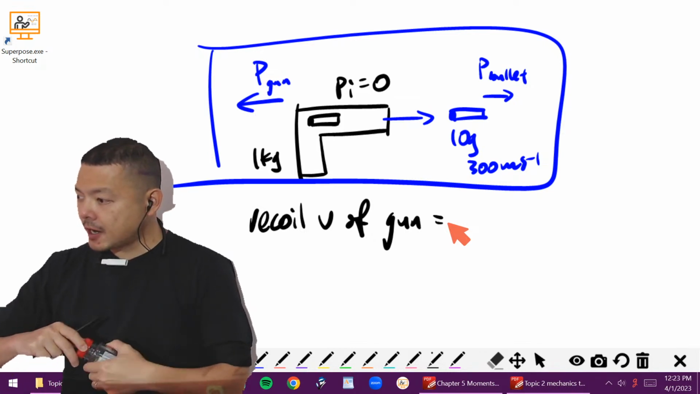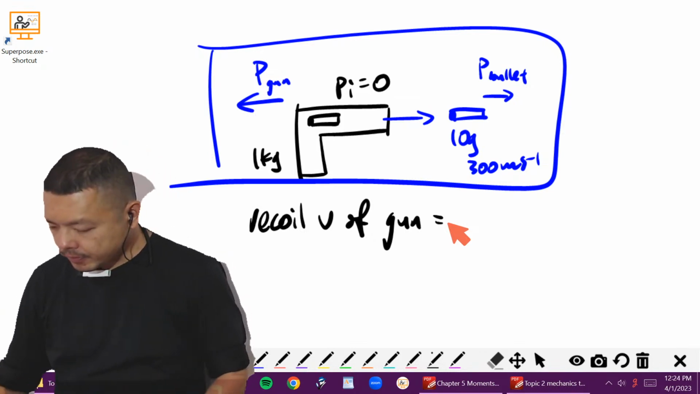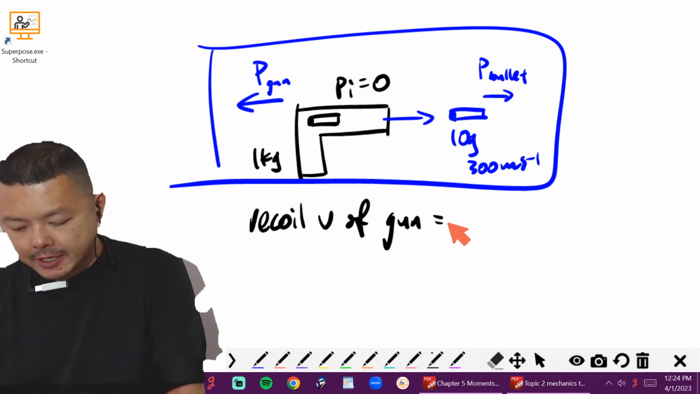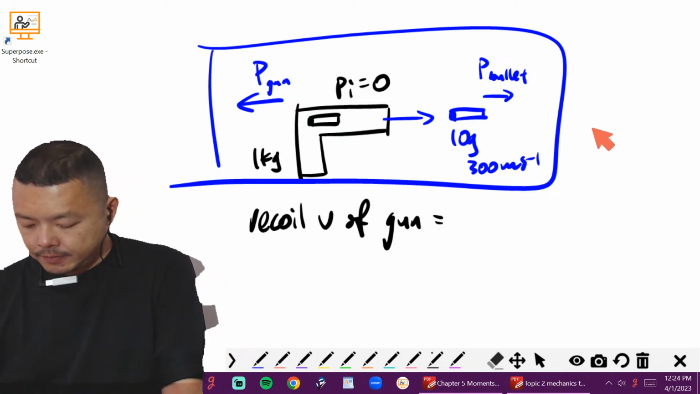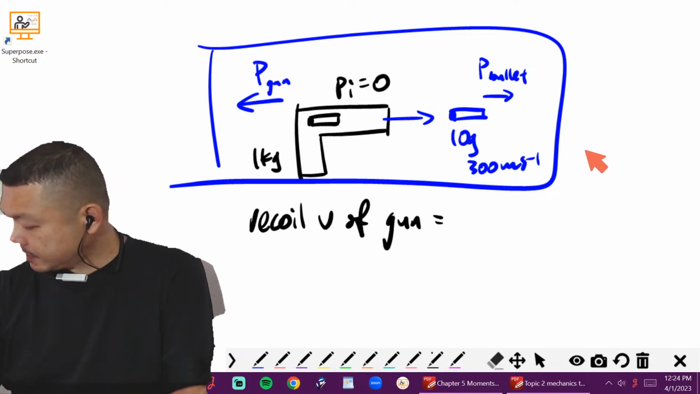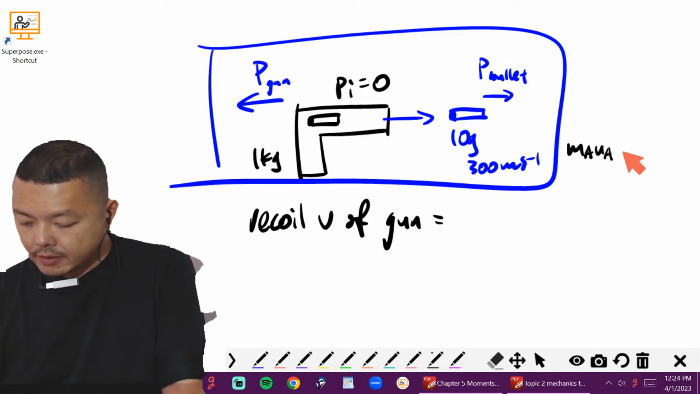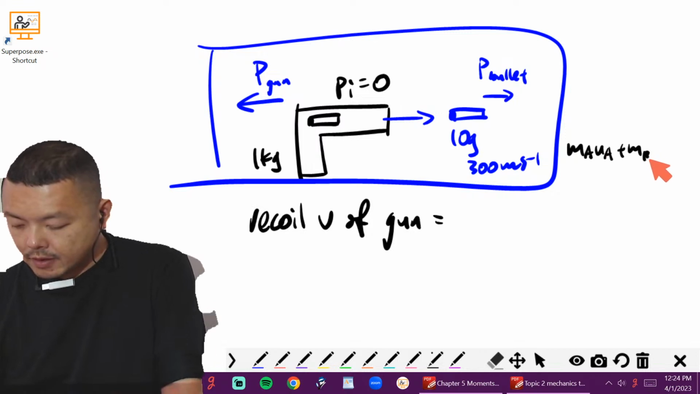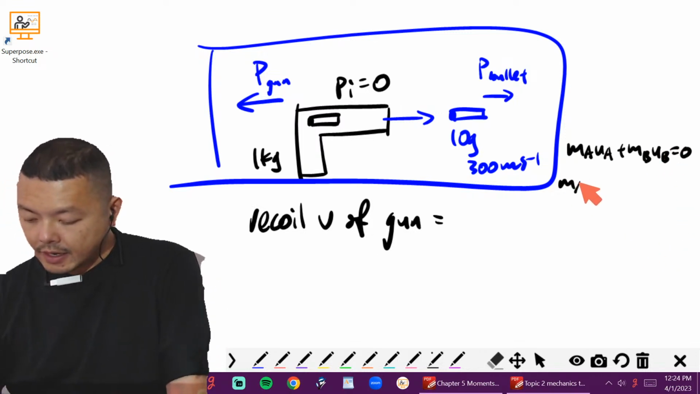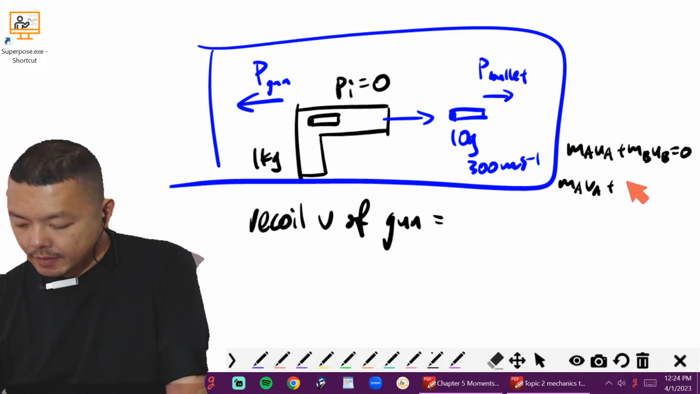Three meters per second? Negative 3 meters per second, that's fine. All right. So you have MA UA plus MB UB equals to 0, and therefore MA VA plus MB VB equals to 0.